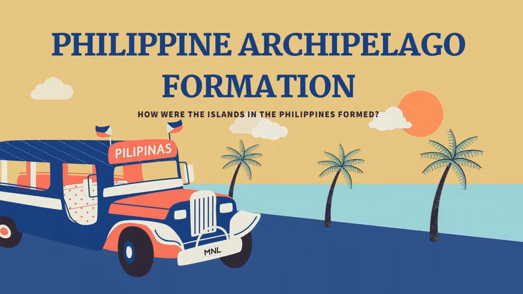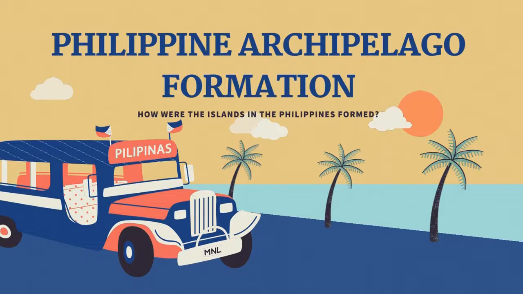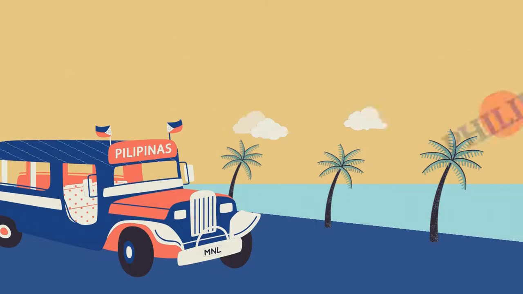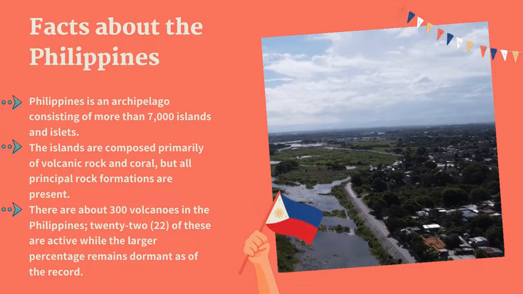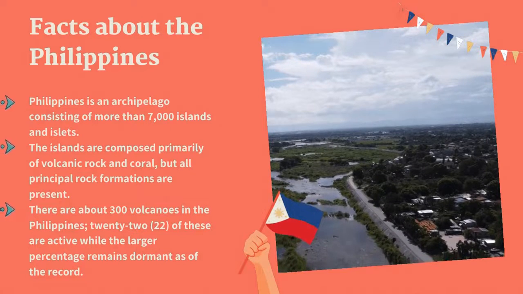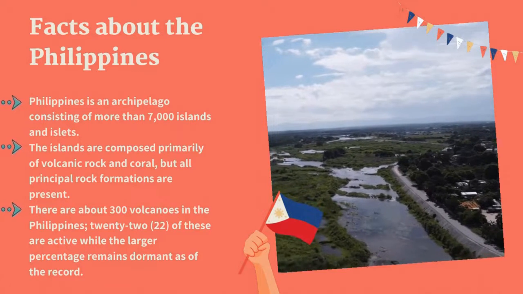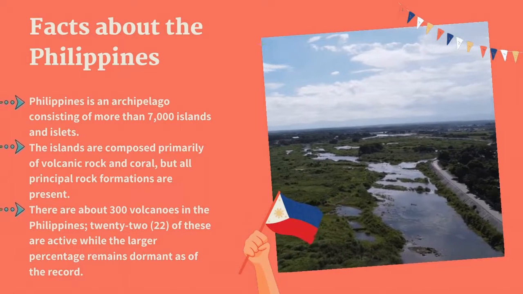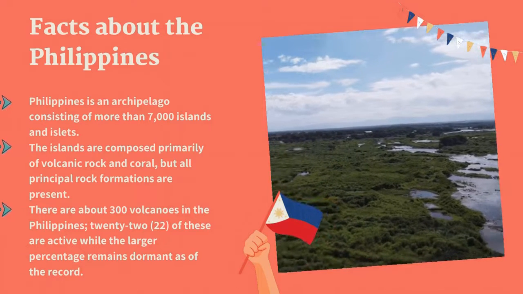Aren't you curious how the Philippine archipelago was formed? Or how the islands of the Philippines were created? Philippines is actually an archipelago which geologically originated from an oceanic-oceanic convergent plate boundary. Philippines is an archipelago consisting of more than 7,000 islands. The islands are composed primarily of volcanic rock and coral, but all principal rock formations are present.